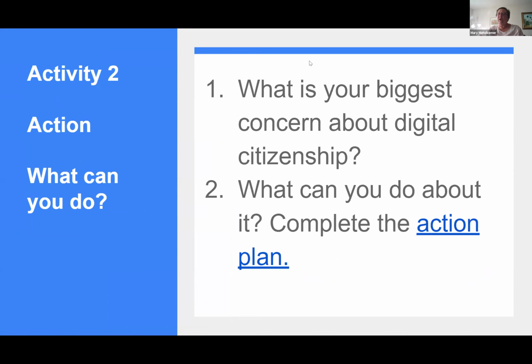Another activity is if you're in a school or library and you want to do this with coworkers or other teachers or whatever, you can just ask that question that I asked you at the beginning. What is your biggest concern and what can you do about it? And I just have a link to a Google Doc that you can go here and complete an action plan. So if you have an issue that you want to explore further, and maybe come up with a policy around it or a practice that you're going to implement in your school and library, this is a good starting point to do that. And again, these are very simple, just very common sense activities.